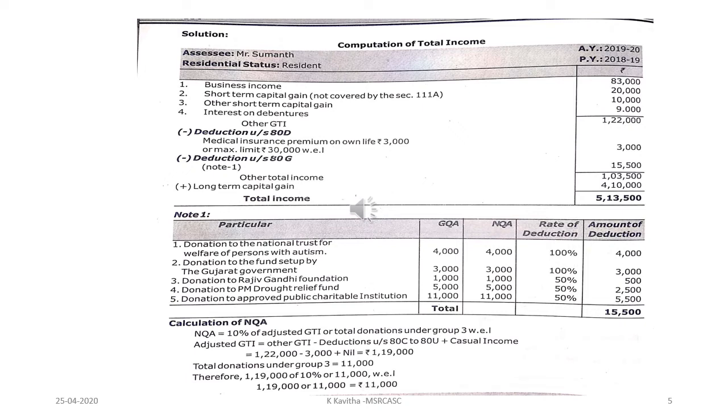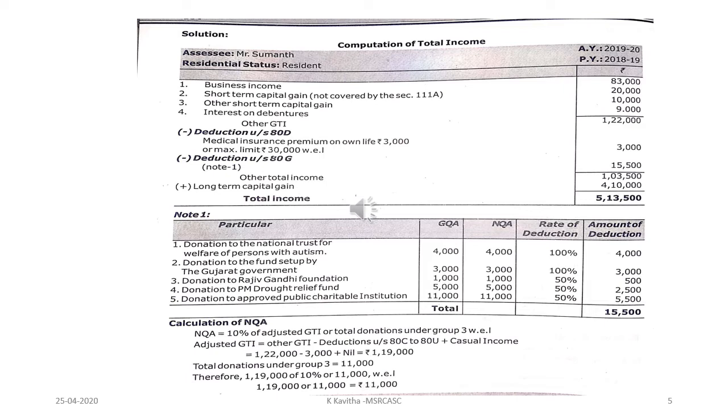Out of this gross total income, we have to give deductions under 80D, medical insurance premium. On his own life, he is eligible for 3,000. He has paid premium of 3,000 and he is eligible for a maximum limit of 30,000. That is 25,000 plus 5,000, 30,000. So whichever is less, 3,000 is less. So entire 3,000 he can subtract.